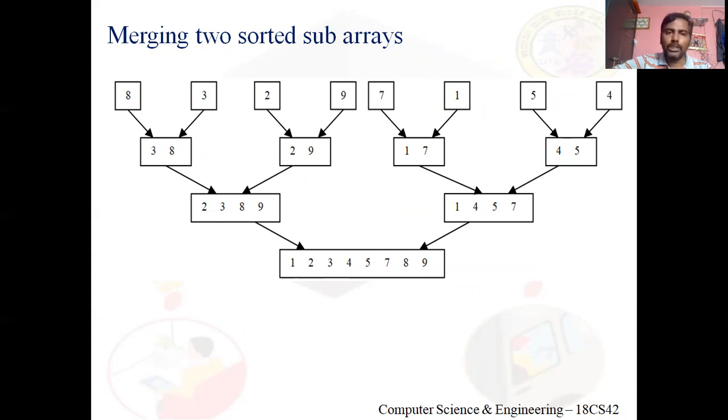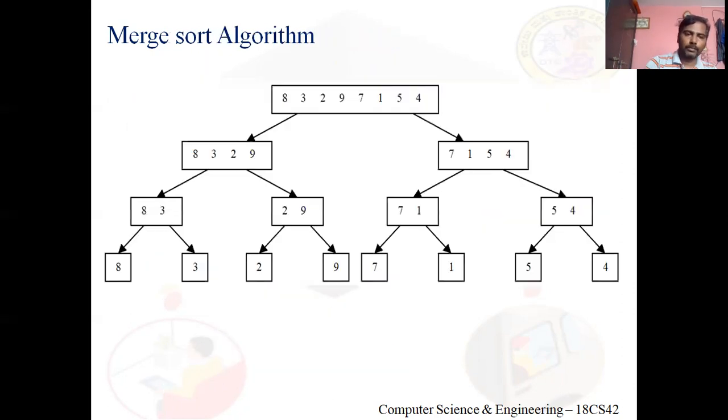Got it? So this is merging. In order to merge the arrays, they should have been sorted. Once you have solutions for subproblems, you're merging the solutions of those two subproblems. Got it? Let me come back to the previous slide. Here, look at the second level.